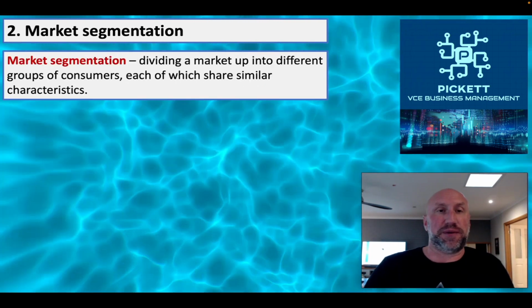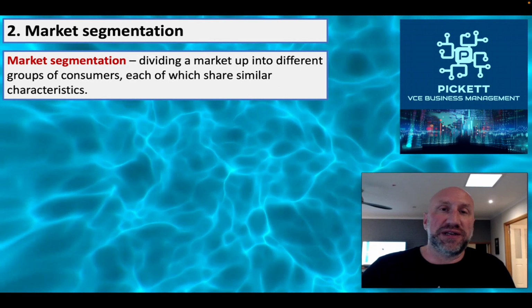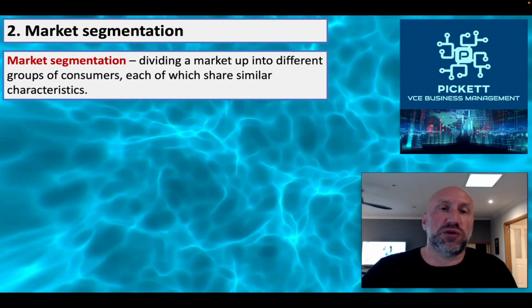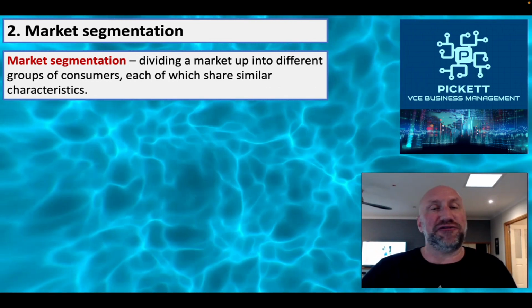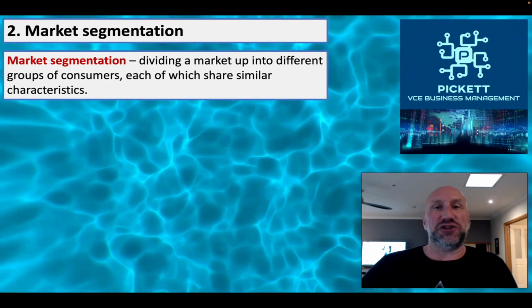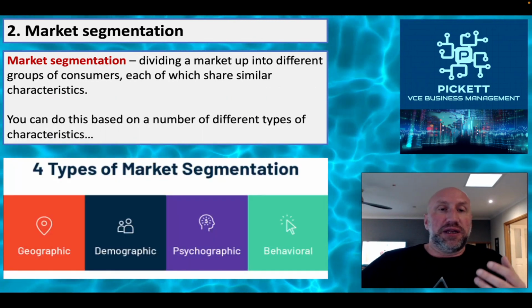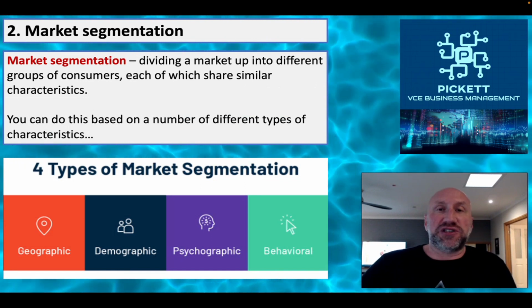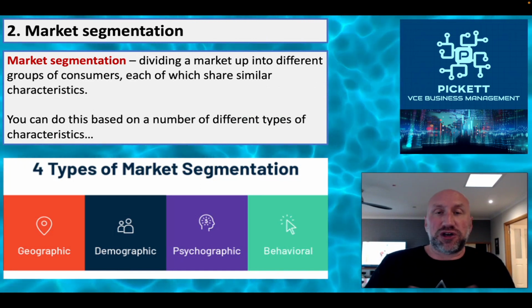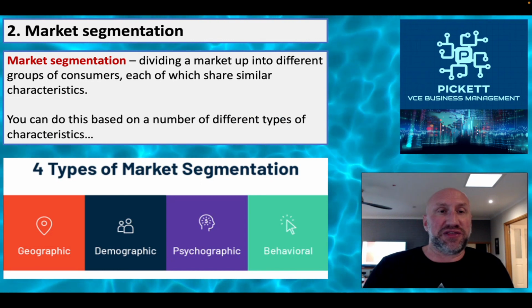Really, really important process to go through if your product could potentially appeal to a lot of different people. So market segmentation, there's a definition for you. What we're talking about here is dividing a market up into different groups of consumers, each of whom share similar characteristics. You can do this based on a number of different types of characteristics. There are 4 types of market segmentation that you see there.